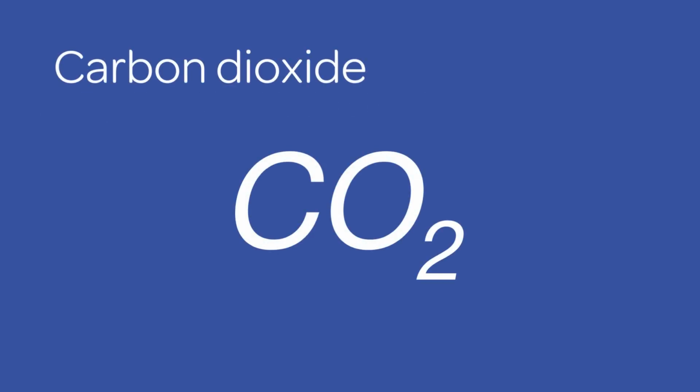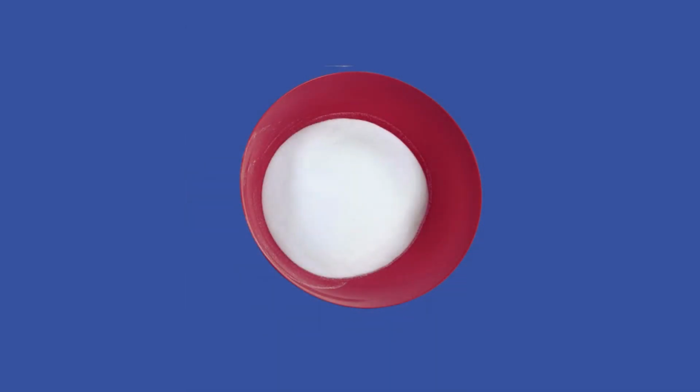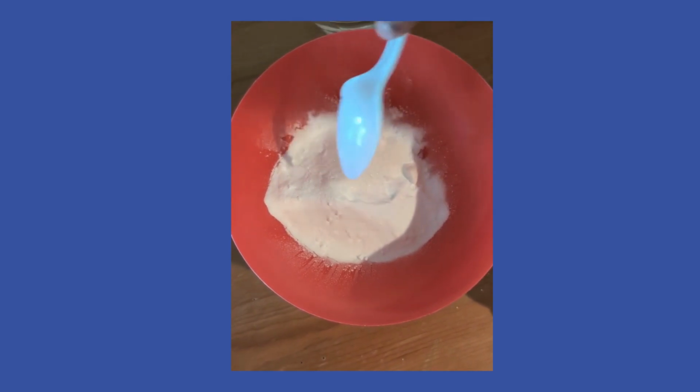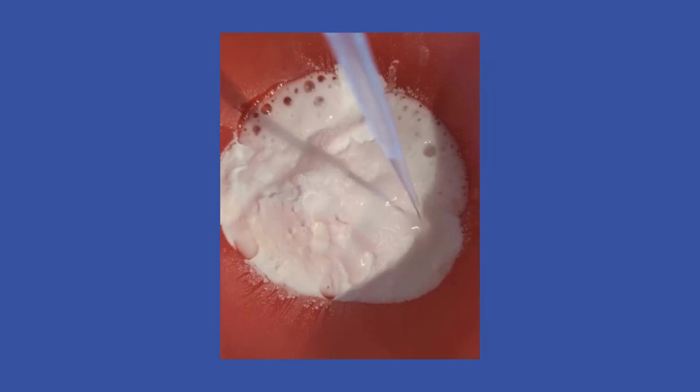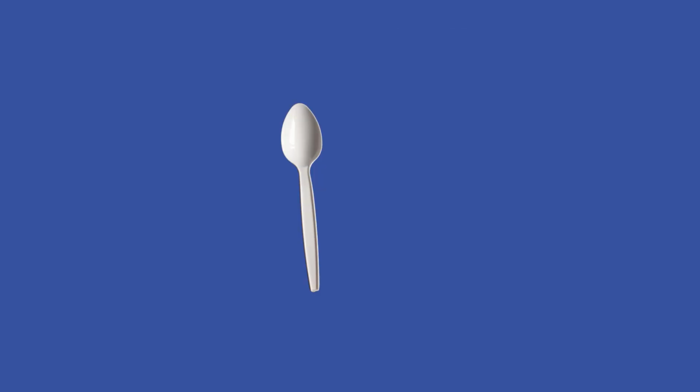In summary, the purpose of today's activity is to create a gas, and the gas you are creating is carbon dioxide. You will create this gas by mixing baking soda, citric acid, and water. You will not be able to see the gas itself, but you will know it is there because of the bubbles that are created. Your baking soda is in the bowl, and you're going to add the citric acid using the spoon. You're going to add the water using the pipette. If you would like to stir your mixture, you can use the spoon.